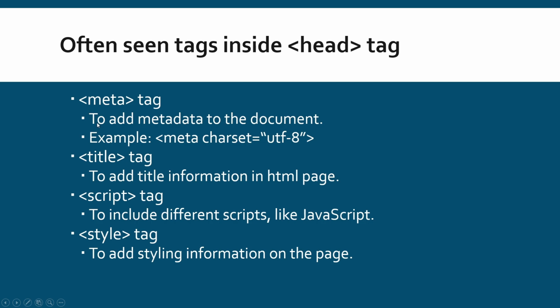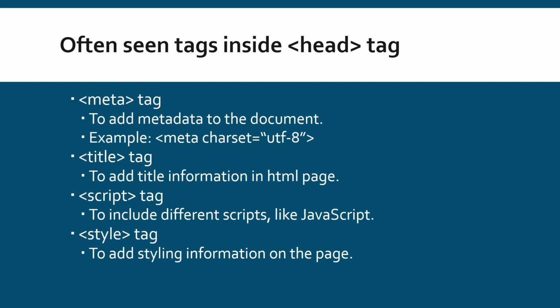Meta tag: we use the meta tag to add metadata to the document. It's always a good idea to set the character set of our HTML document. meta charset equals UTF-8. It specifies the document character encoding, or simply said, the characters that the document is allowed to use.